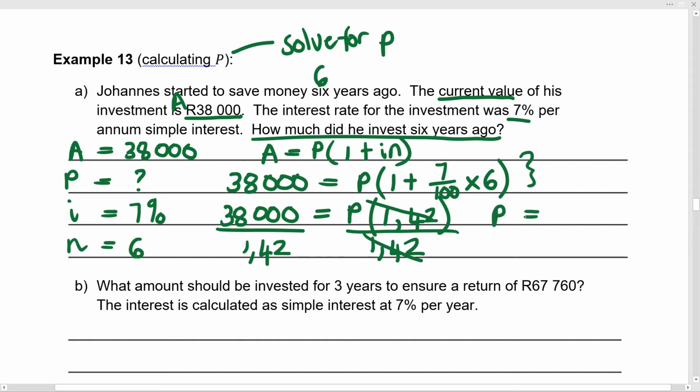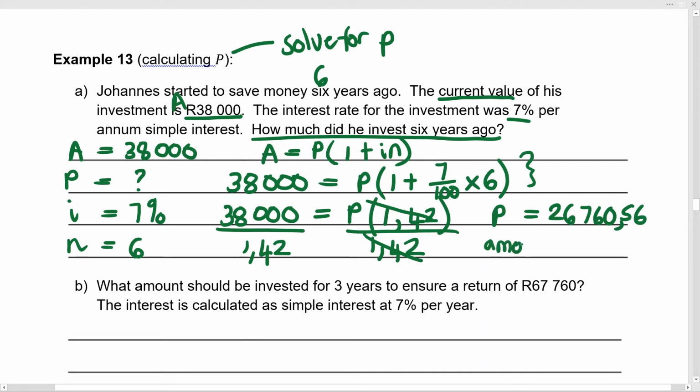Okay, so you're going to have your answer here. P equals, take your 38,000, and you're going to divide by 1,42. Okay, so that is 26,760, and then we've got a whole lot of decimals going on there, and that is 5633, so it's going to be 56 rounded off to 2 decimal places. So now the P value is a lot less than the A value. Is that correct? Yes, because we were earning interest.